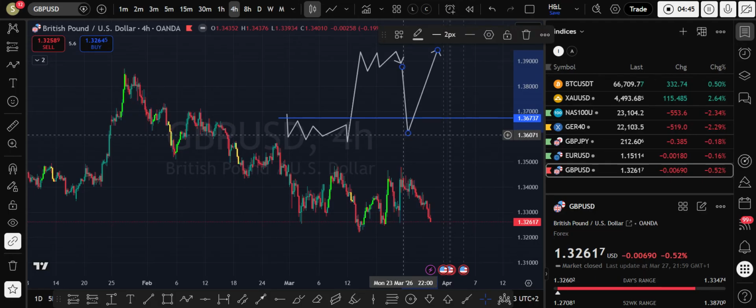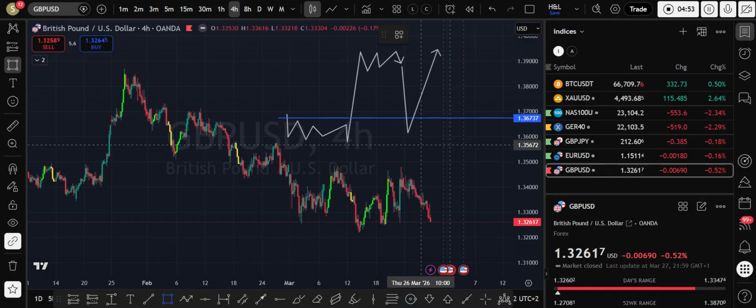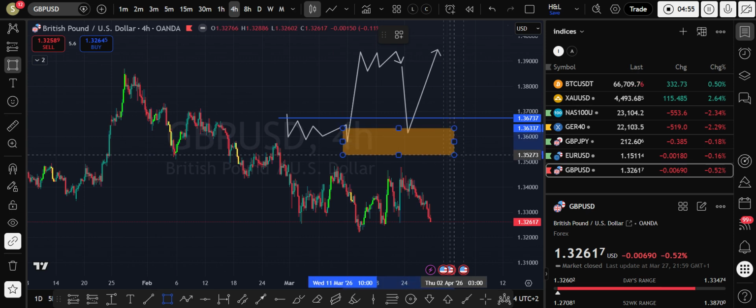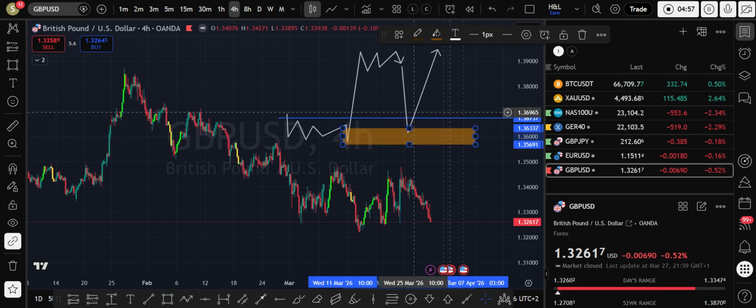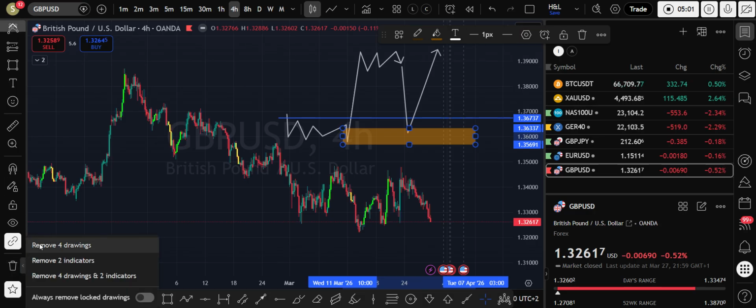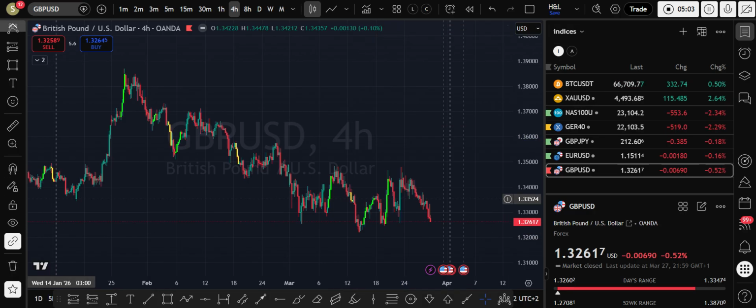So why am I doing it that way? I'm doing it that way so that I can be able to draw my level here. The market will step in and do it. So that is how I do my market structure. I don't do my market structure like the traditional way. I do my market structure in this way.